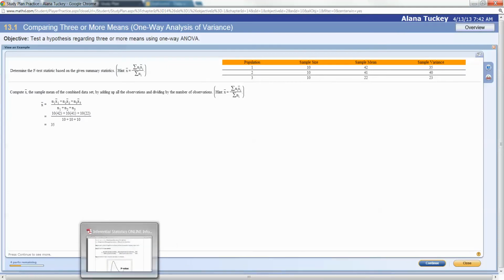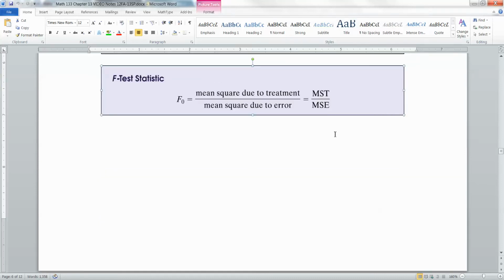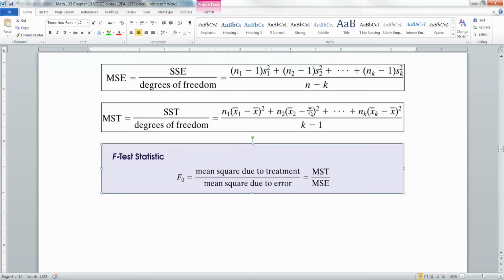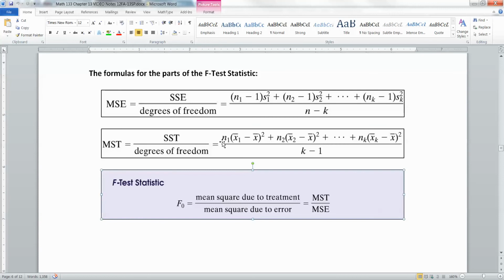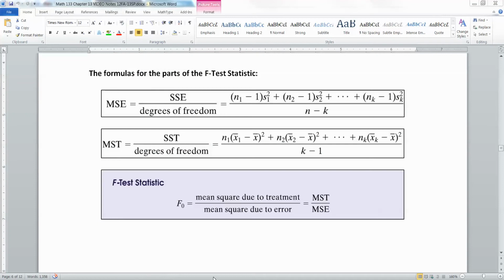And to do it by hand, it would help if you reminded yourself what the formula was. And here it is. This is the F-test statistic formula. Okay, so it's the mean squares due to treatment right here divided by the mean squares due to error, and the formulas for each one of those is up here. And you can see you take your N1 times your X1 minus X bar, right? All this good stuff. Okay, now remember, looking at our problem, we know what N1 and N2 and all of that is.